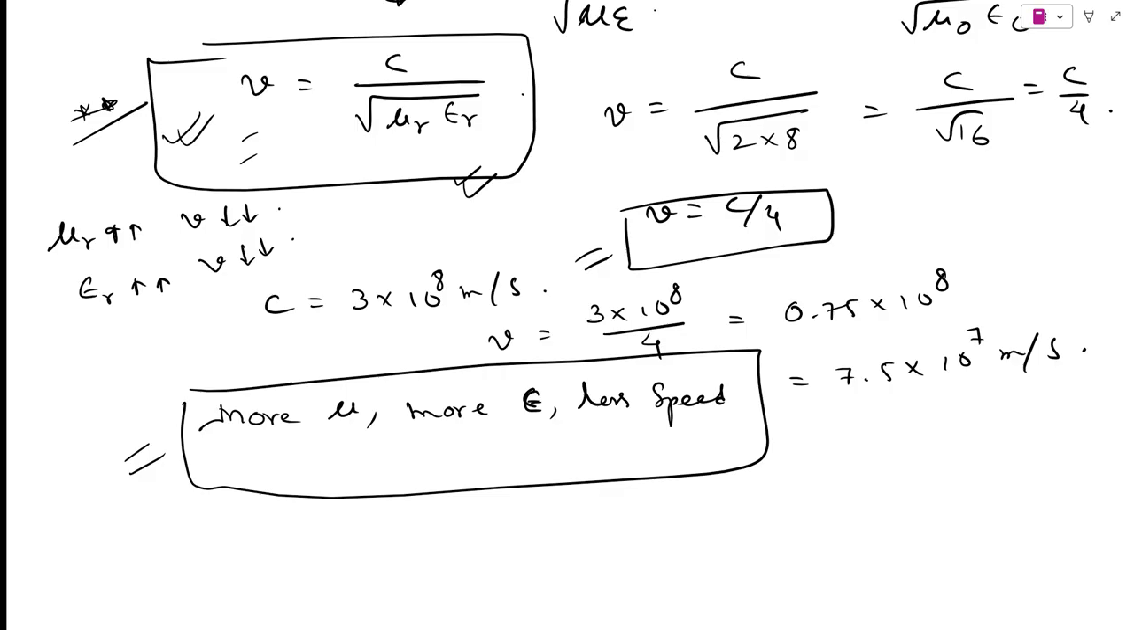So vacuum is the fastest path for electromagnetic waves. Every material slows the wave according to its magnetic permeability and dielectric constant.